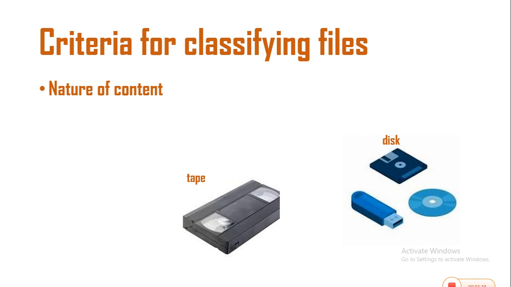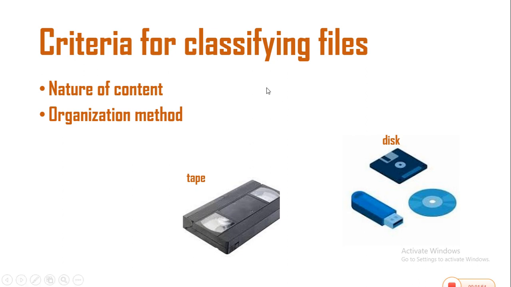Another criterion for classifying files is the organization method. If the files are organized in a way that their content can be accessed randomly and not sequentially, disk media, this is the place where my cursor is touching, examples of disk media, is needed. If the file is classified as a random file, disk media will be needed.